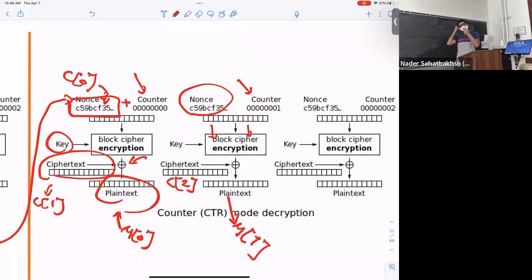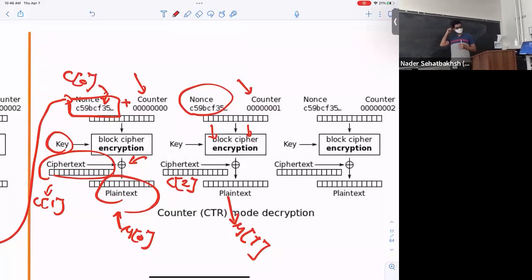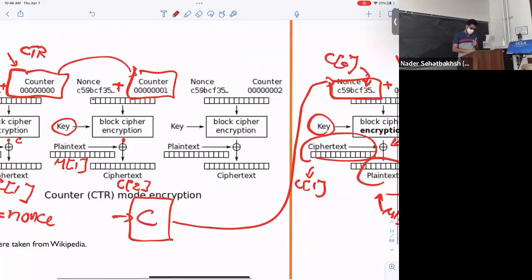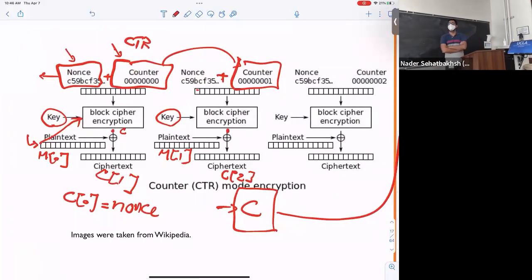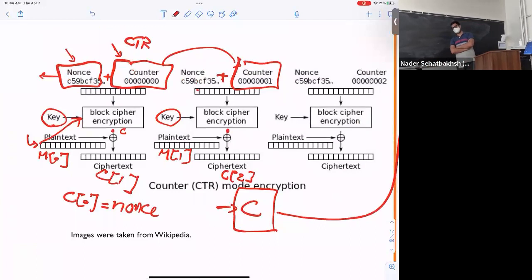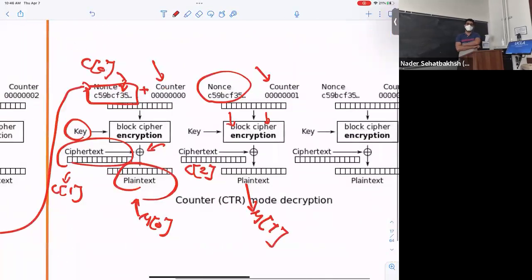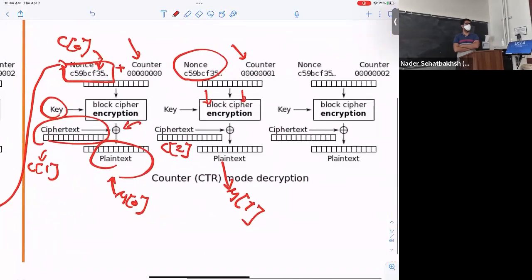Just to clarify, how do you get the same plain text again? You're saying that the ciphertext is initially the encryption XOR with the plain text. So then when you XOR that with the encryption again, that cancels out and you get the plain text. We're good?